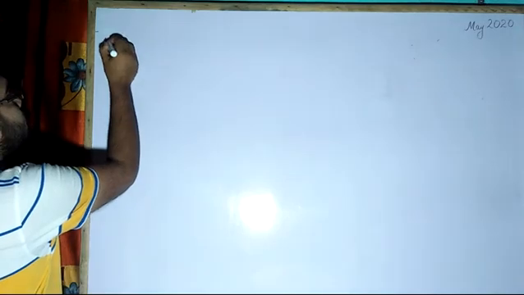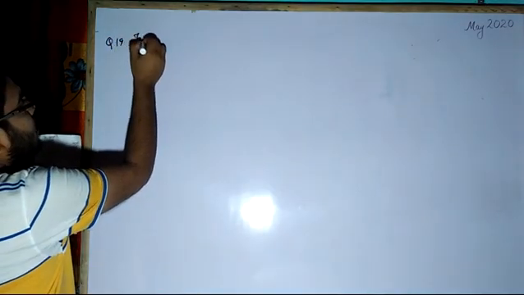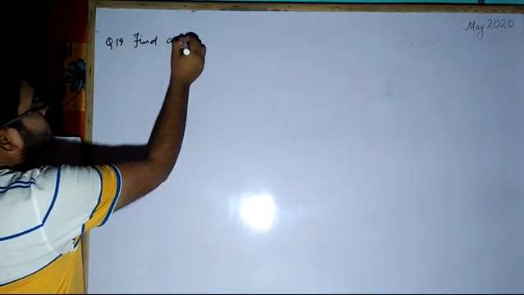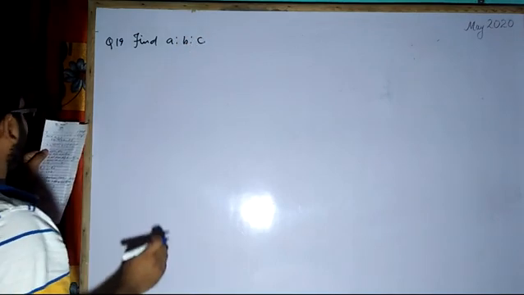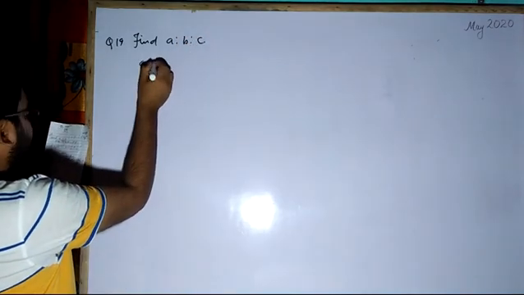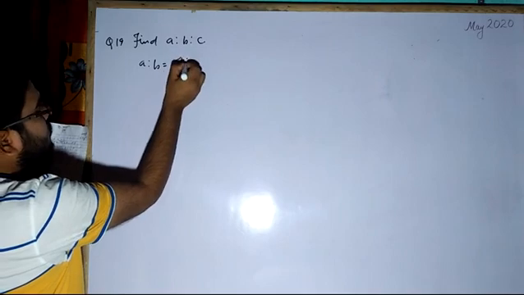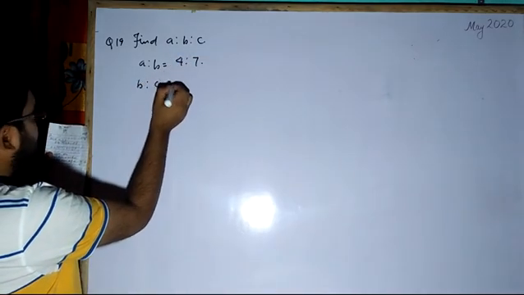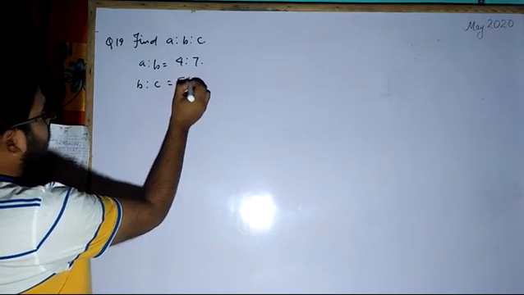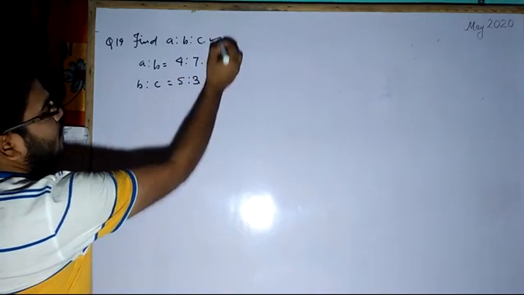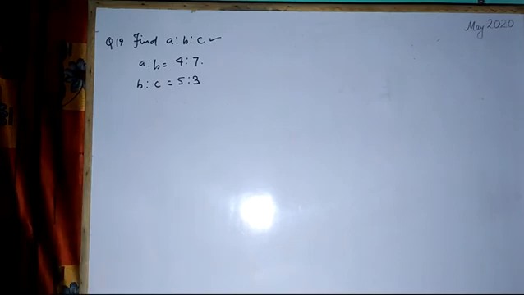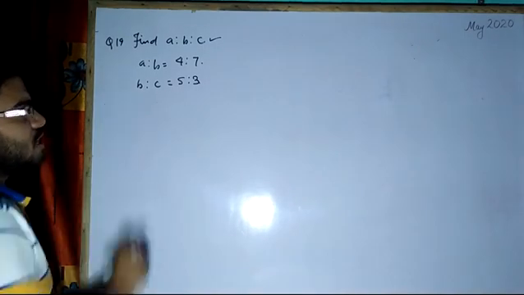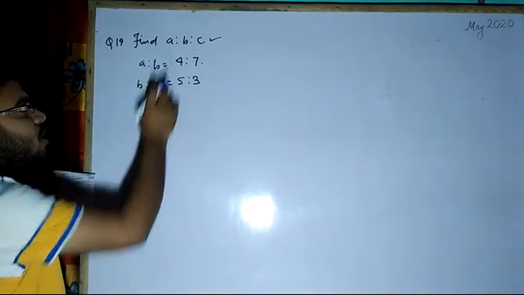Question number 19 says find A is to B is to C when we have A is to B equal to 4 is to 7 given, and B is to C is also given, equal to 5 is to 3. We have to find the ratio of A is to B is to C provided these two things are given. When these two things are given, how will we find it?